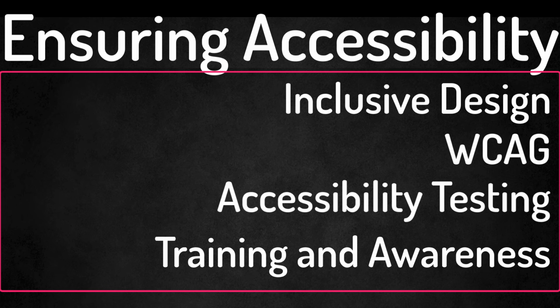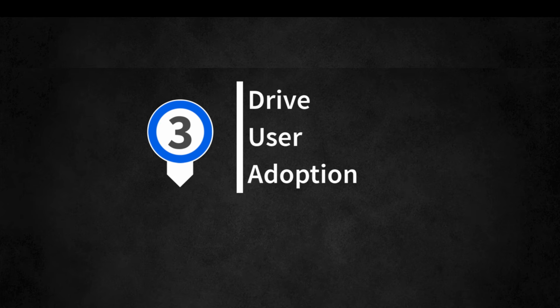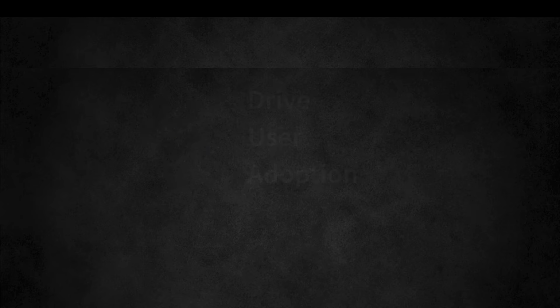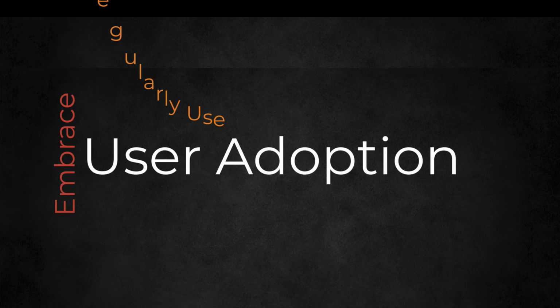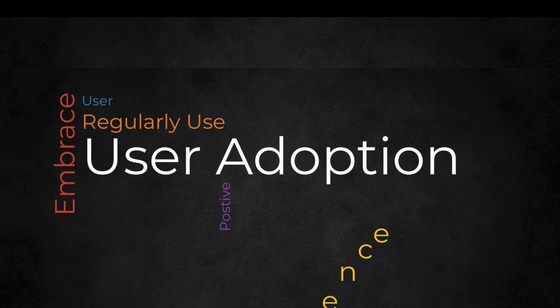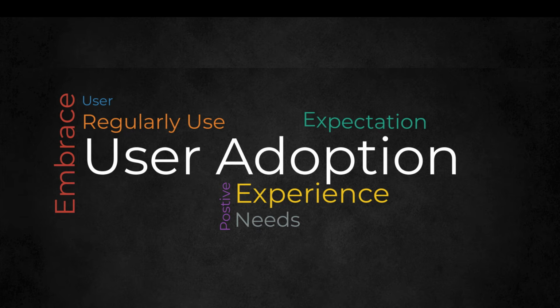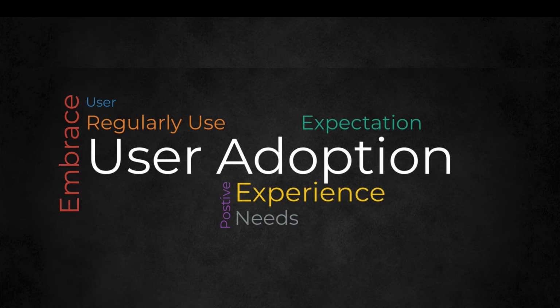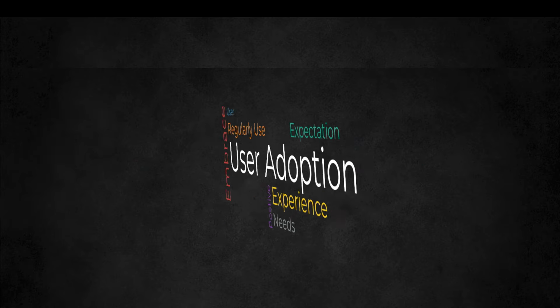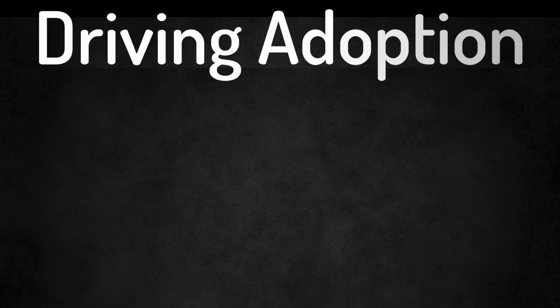By educating the development team about accessibility principles and best practices, you're encouraging a culture of inclusivity and empathy within the organization. The next big area we need to look at is driving adoption. When we dig a little bit deeper, we can see that driving adoption will involve encouraging users to embrace and regularly use the product. Successful adoption is going to rely on delivering a positive user experience that meets user needs and expectations. So what strategies are there to drive adoption?